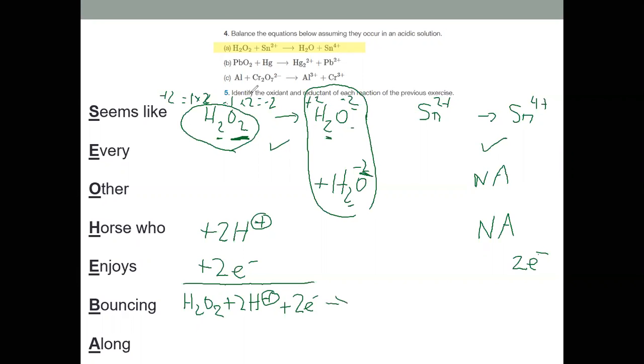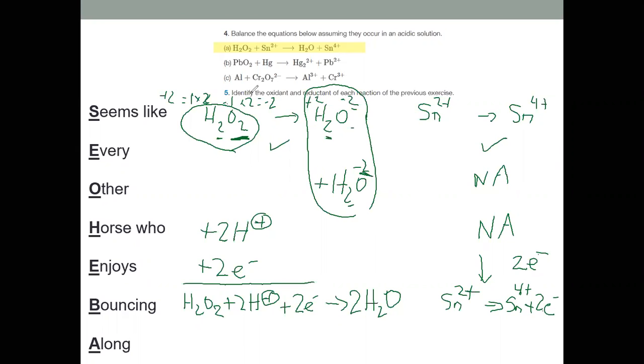And that's going to now 2 water molecules, okay? All right. Now let's bring the Sn couple down, add everything together. Sn2+ plus ... is going to Sn4+ plus 2 electrons.